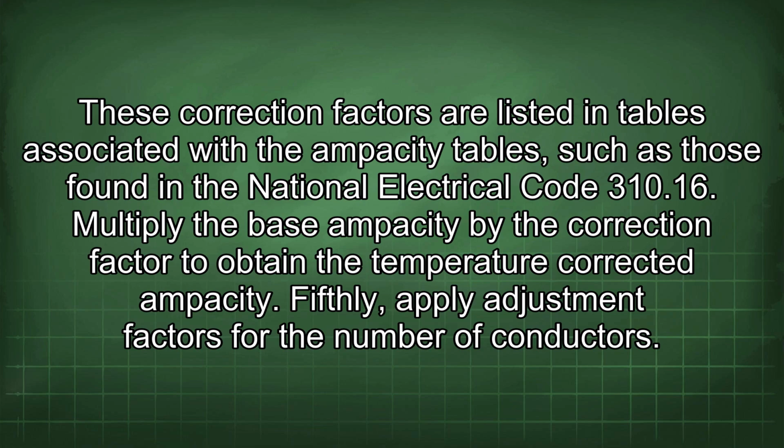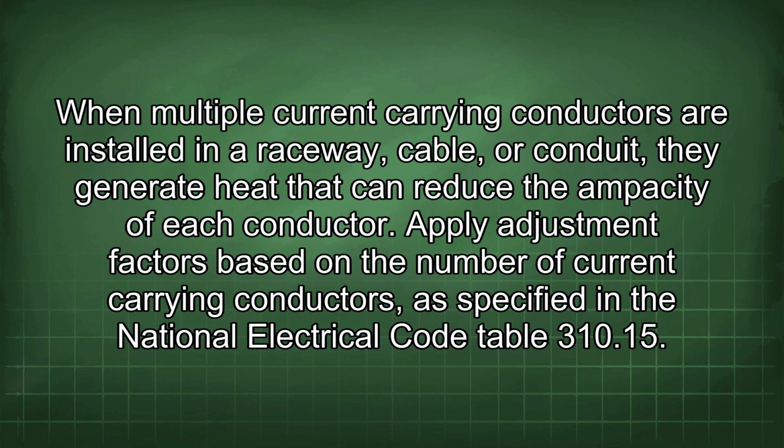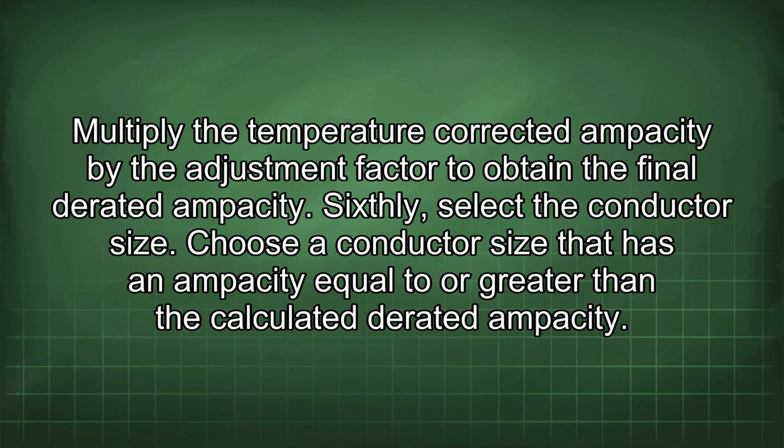Fifthly, apply adjustment factors for the number of conductors. When multiple current-carrying conductors are installed in a raceway, cable, or conduit, they generate heat that can reduce the ampacity of each conductor. Apply adjustment factors based on the number of current-carrying conductors, as specified in the National Electrical Code Table 310.15. Multiply the temperature-corrected ampacity by the adjustment factor to obtain the final derated ampacity.